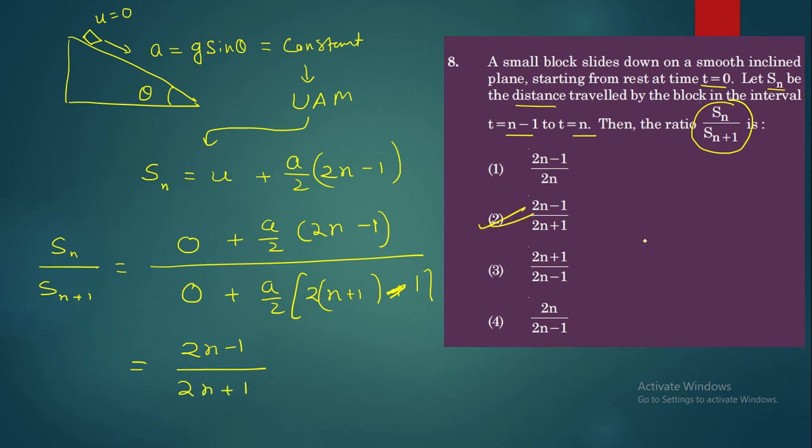One more thing, when it is moving down, in every subsequent moment, the distance traveled by the object per unit time will be more, because speed is increasing. If the speed is increasing, the distance traveled per unit time in every subsequent moment will be more. So definitely S(n+1) has to be more than S(n-1), right? Which means option 3 and option 4 cannot be the answer anyway. Let's move on.